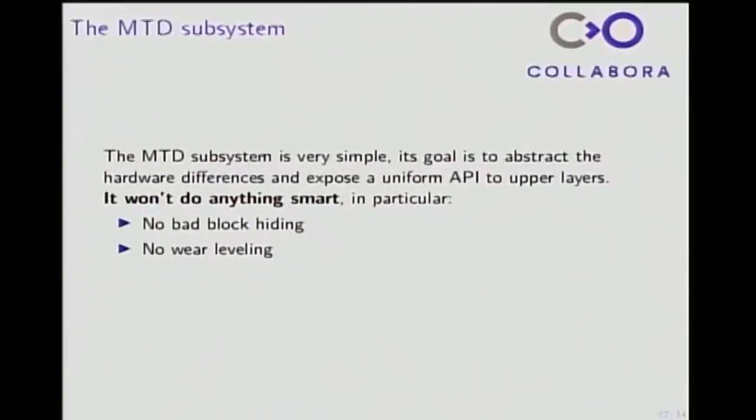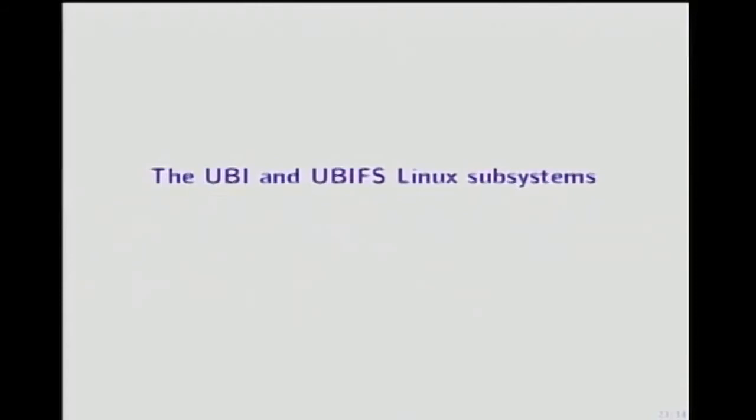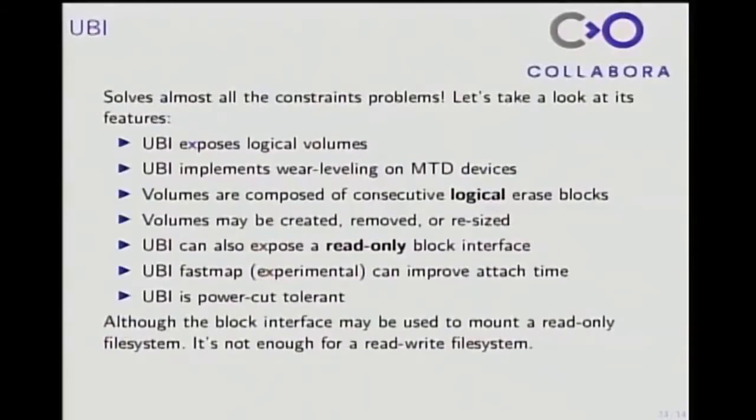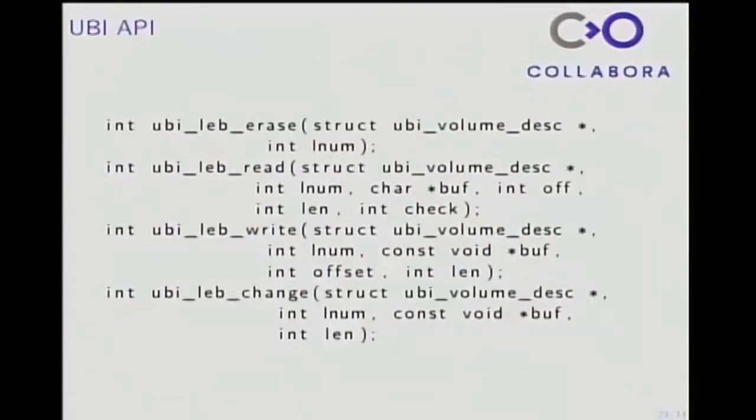However, it gave us a simple set of functions, and that's going to be useful to create another layer on top of it. So UBI is the first of those layers. UBI will solve all the problems we had so far. UBI will do bad block management, it will do wear leveling, and that's it. It's like magic. We can now read and write to the flash, okay? And that's like, okay, we are almost there.